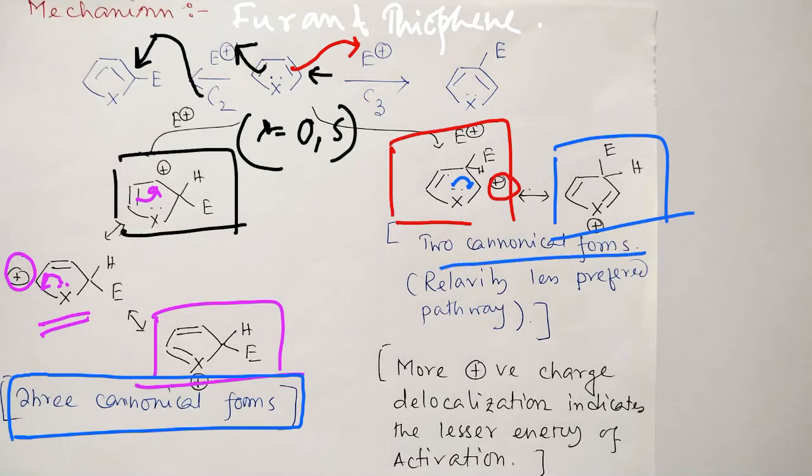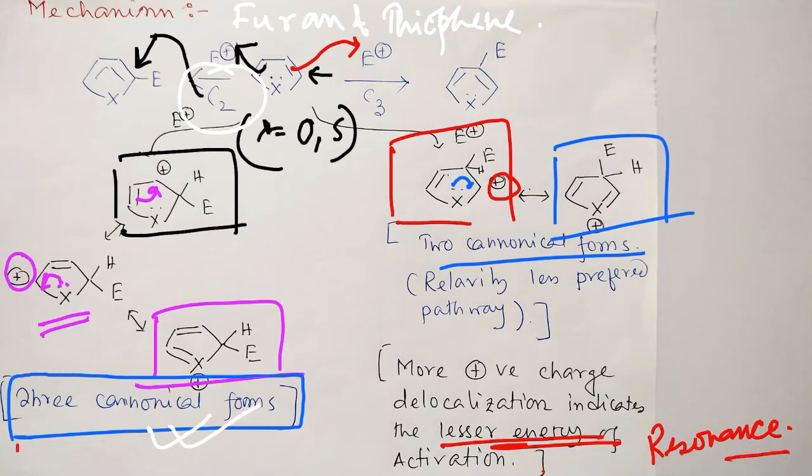Now in case of C3 attack, 3 canonical forms means more canonical forms. So we may conclude that C3 attack is associated with lesser energy of activation, as the intermediate is stabilized more through resonance. Okay, and if the intermediate is stabilized, its energy is less, then energy of activation is less, rate of reaction is higher. So this is a general statement.